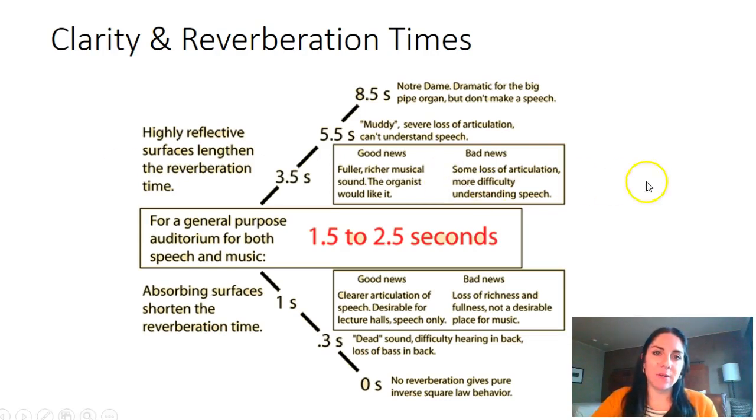So, like I said, there is this sweet spot for clarity and reverberation time. Turns out that 1.5 to 2.5 seconds is the sweet spot. That means how long the sound wave stays. So 1 second is a long time in orders of sound waves. After 1 second it goes away. Usually this is generally for speech and music.